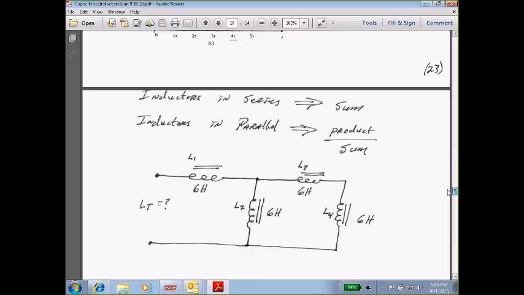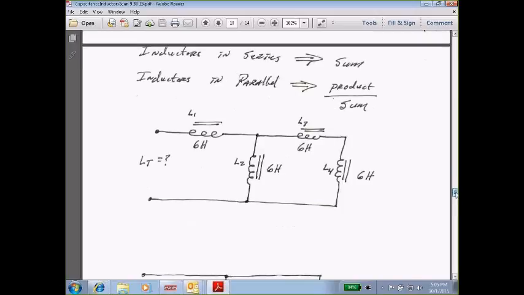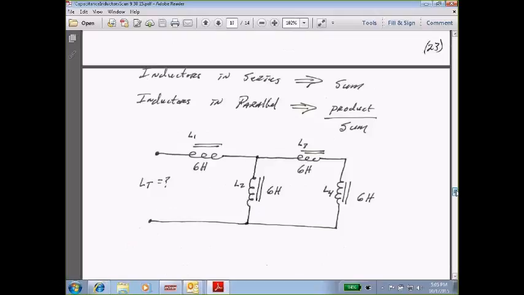Okay, now let's look at inductors in series and in parallel. If it's in series, it's just the sum. If it's in parallel, it's product over sum. That's just the same exact way you do resistors. So let's do this first one here. What would be my total inductance there? I know you can work this out in your head, so I'll let you feed me an answer here.